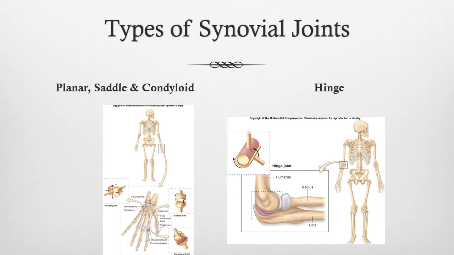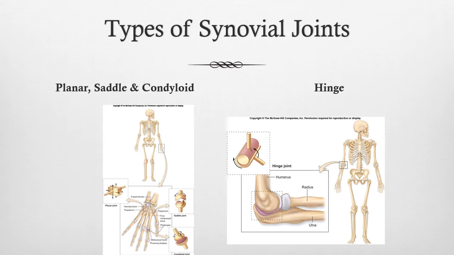Our saddle joints and our condyloid joints. The saddle joints are like putting two saddles on one another, and then our condyloid joint is similar to having a rounded surface going onto another rounded surface, and so they have that kind of convex curve to them.